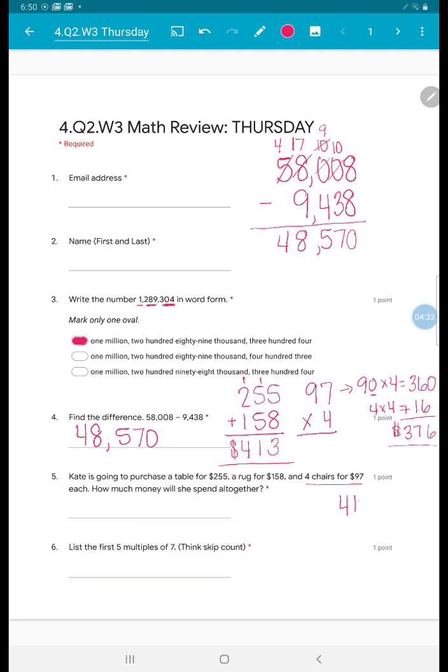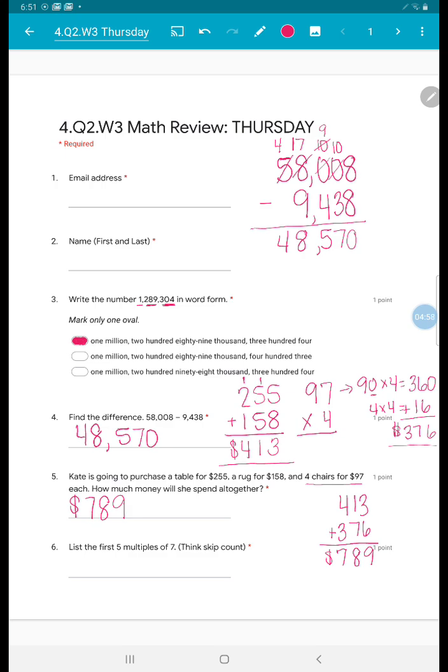So I'll do 413 plus 376. 3 plus 6 is 9. 1 plus 7 is 8. And 4 plus 3 is 7. So Kate spent $789 on the furniture that she bought.